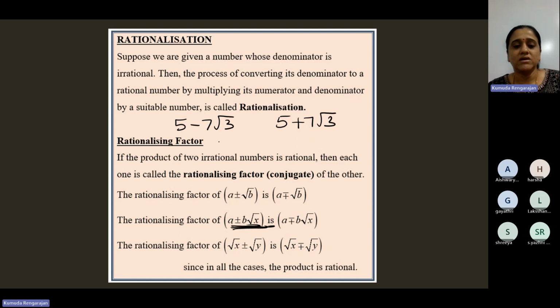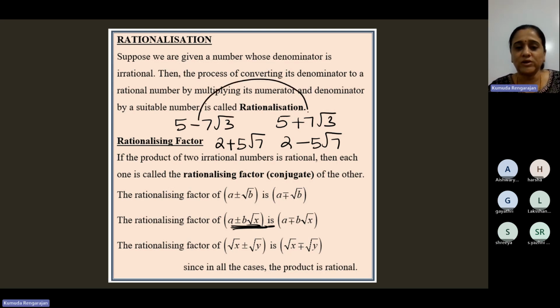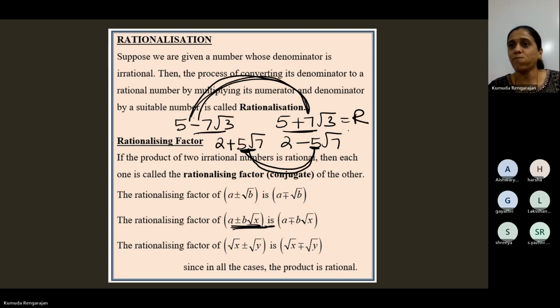So if this is say like 2 minus 5 root 7, or I'll put a plus here, then it will be 2 minus 5 root 7. Okay, so this one is a rationalizing factor of this one, and this one is a rationalizing factor of this one. Because these two are irrationals. This one is irrational, this one is also irrational, and the product of these two irrationals will be rational. So they are conjugates of one another, or rationalizing factors of each other.